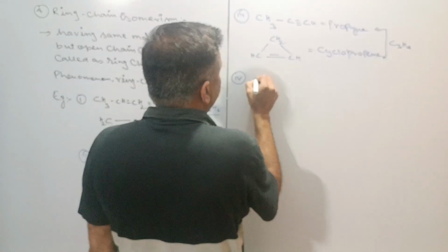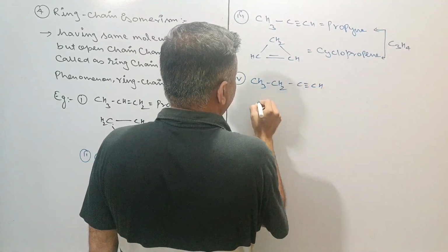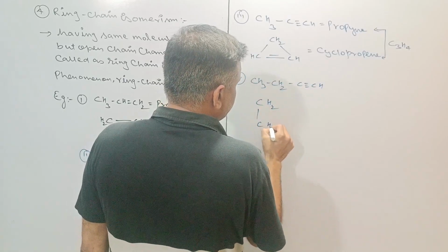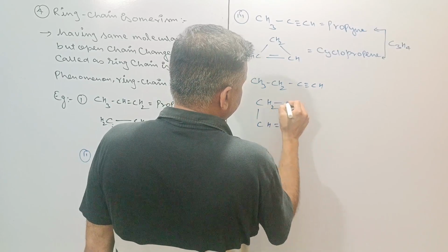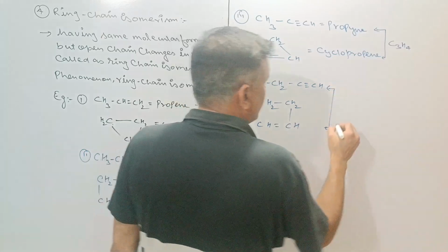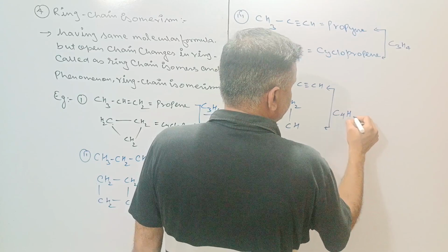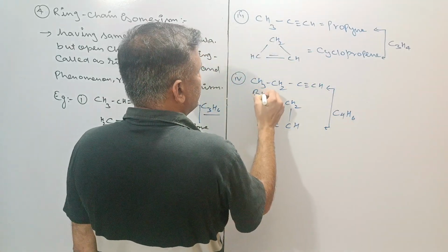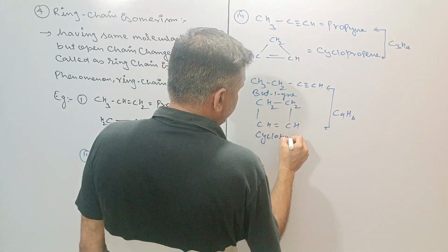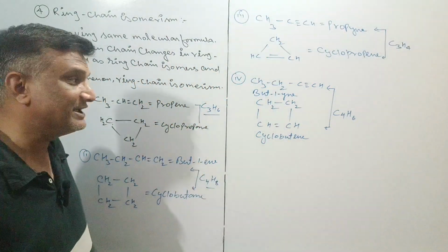If we go with the fourth, we can take the example of butyne. Butyne will show ring chain isomerism with cyclobutene. This is CH≡C-CH2-CH3. Here the number of carbon atoms is 4, hydrogen atoms is 6, so C4H6. This is called but-1-yne, and this is called cyclobutene. These are about ring chain isomerism.